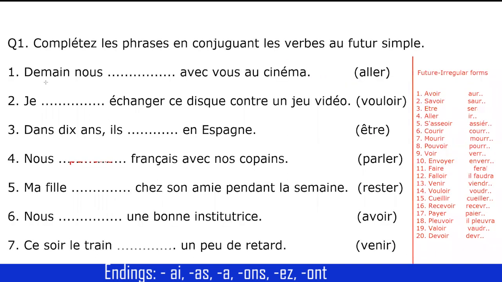So the very first sentence is Demain, nous dash avec vous au cinéma. The verb which is given is aller, which is an irregular verb. It falls here in the list and it will get its stem as IR. And then we'll put the ending.